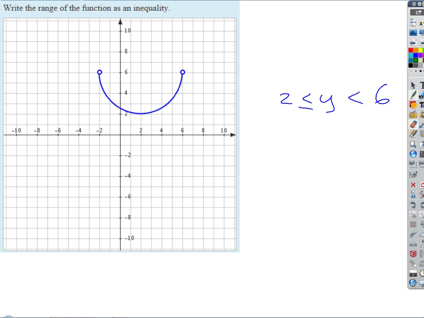Okay, now I'm just going to do a little what-if here. What if one of these endpoints was filled in but not the other? Then it would include 6, wouldn't it? Because the y value of 6 is included in the function. So if we fill that in, we'd have to do that, right?